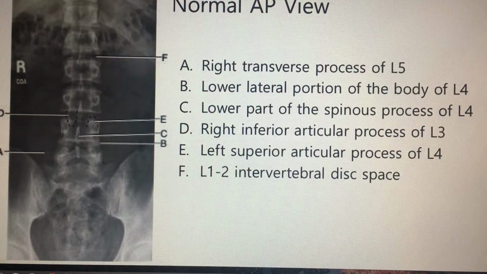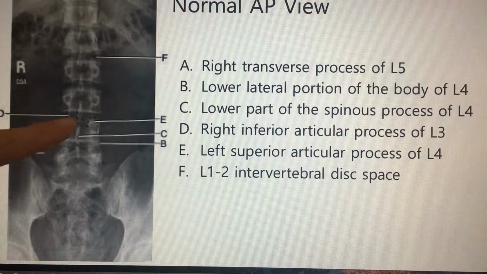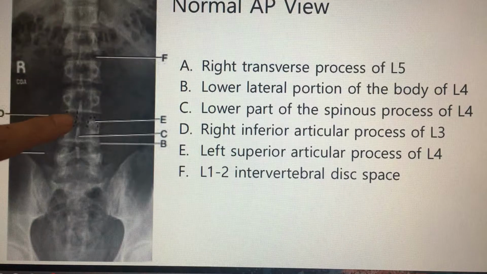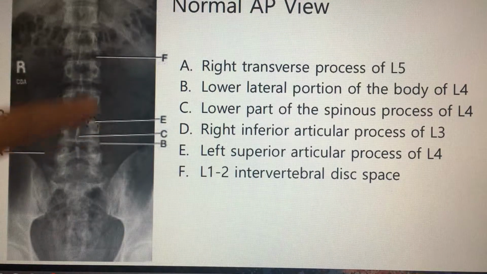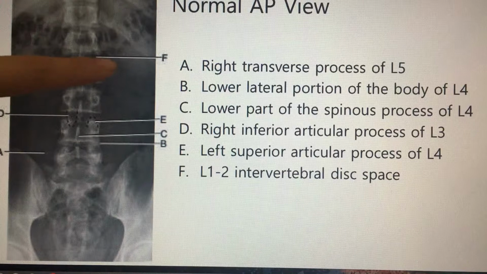And transverse process of L5, L4 body, L4 spinous process, L3 right inferior articular process, and L4 left superior articular process. And F is 1, 2 between intervertebral disc space.